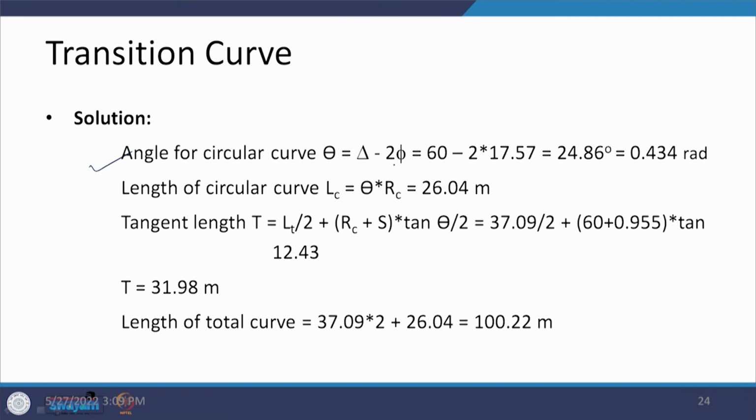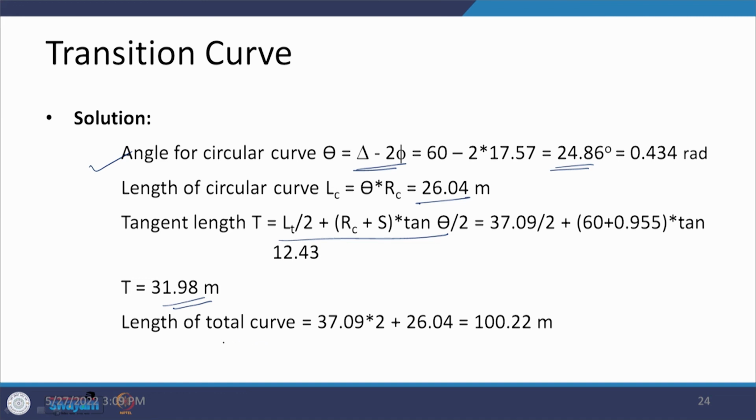So, the angle for the circular curve comes out to be delta minus 2 phi. So, phi is already calculated as 17.57 degrees. So, what we get is 24.86 degrees. So, length of the circular curve comes out to be 26.04 meters. The tangent length, which is the summation of the two, that is half of the length of the transition curve plus the tangent value, comes out to be 31.98 meters, and the length of the total curve will become the length of the transition curve on either side plus the circular curve. So, it becomes 100.22 meters. So, this is how we can calculate the various characteristics of a combination of curves also.